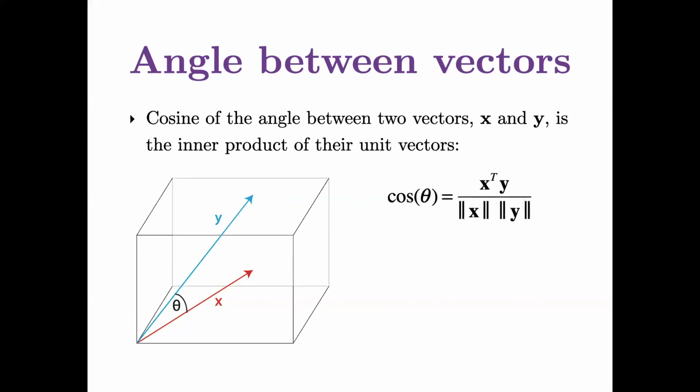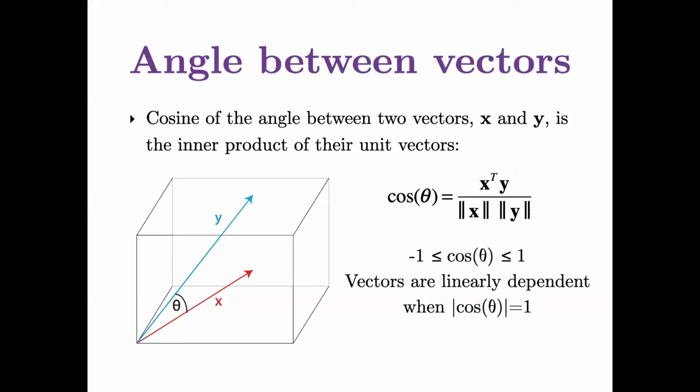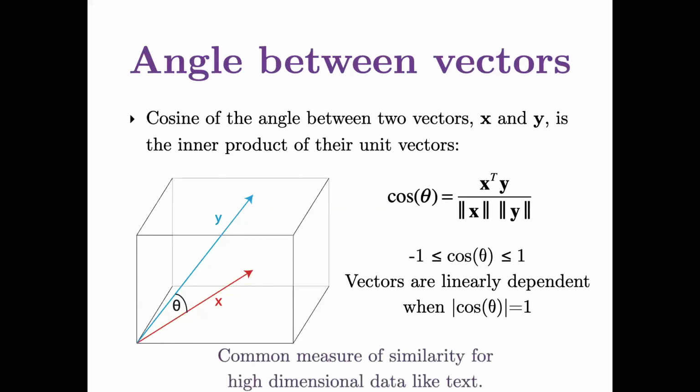Now, the cosine is a number between -1 and 1, and the vectors are linearly dependent when the absolute value of cosine is 1. So if the cosine of the angle is 1, then those two vectors point in the same exact direction. They're overlapping. And when cosine is -1, those two vectors point along the same line, but in opposite directions. This is not the last time you'll see cosine. This is also a common measure of similarity for high dimensional data like text. And we can talk a little bit more about that later if you'd like.